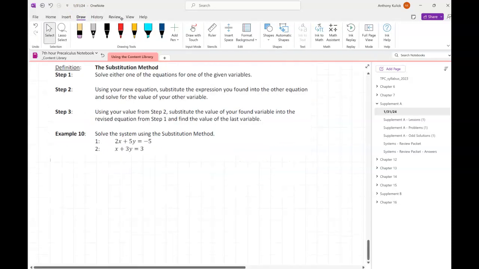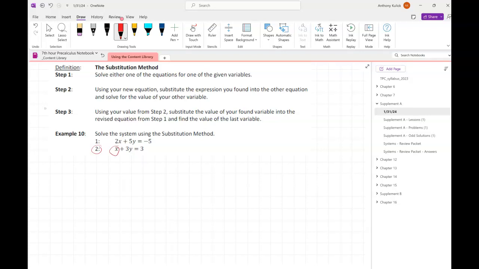So the first question is, which variable in which equation should I get by itself? Now, there's no wrong answer here, but there is a best answer. So take a look at these two equations in our example. Which variable from which equation would be the one that Mr. Kulik would pick to get by itself? And then what variable? X. Excellent. That's what I would pick as well.